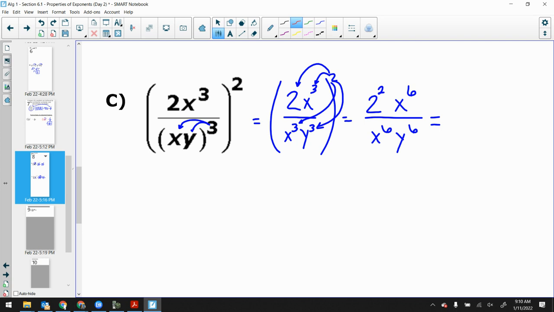Well, watch out here. You got that, yep. What happens with my x's? I would subtract them, but they end up canceling, don't they? 6 minus 6 is 0. And anything raised to the 0 power will go away. 4 in the numerator, y to the 6 in the denominator.